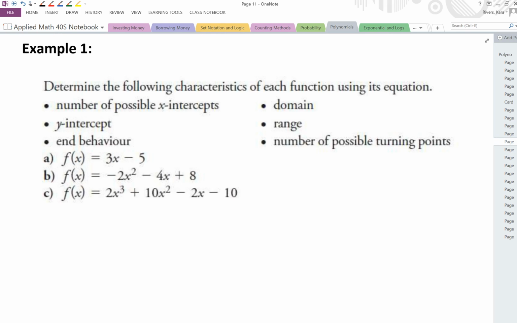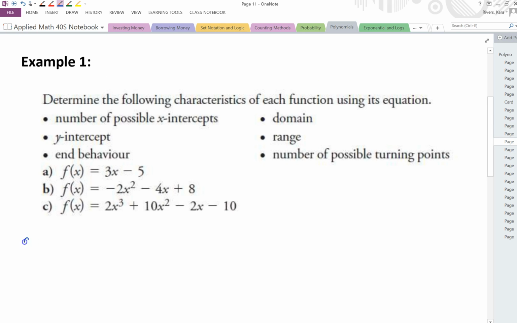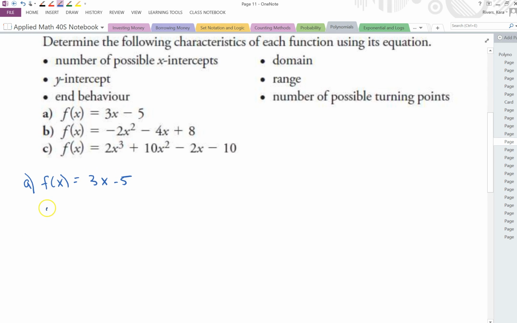Example 1 says, determine the following characteristics of each function using its equation. So not your calculator, just its equation. Let's try this out. If I take a look at example 1a, it says f of x is equal to 3x minus 5. Let's figure out all these characteristics. So first of all, the number of possible x-intercepts. Well, I can see it's a degree 1, so I can have 0 or 1 x-intercept, but it's not a constant, so this is going to be 1 x-intercept. I don't know what it is, but I know that there's 1 without doing any math, right?